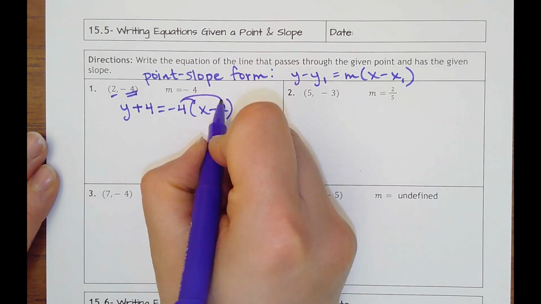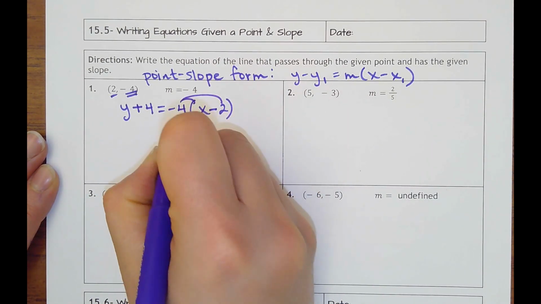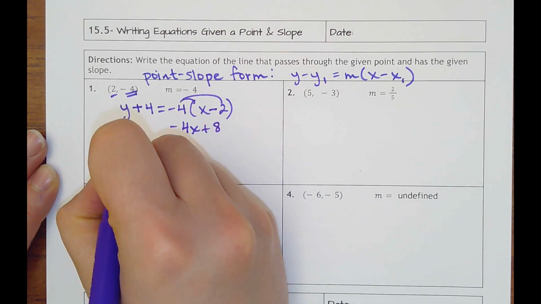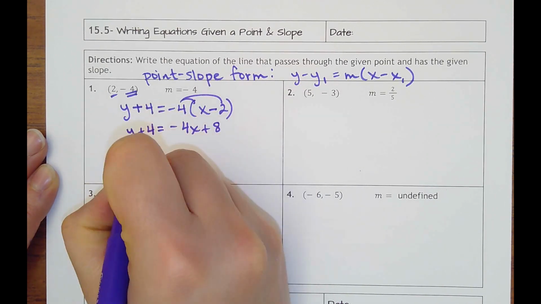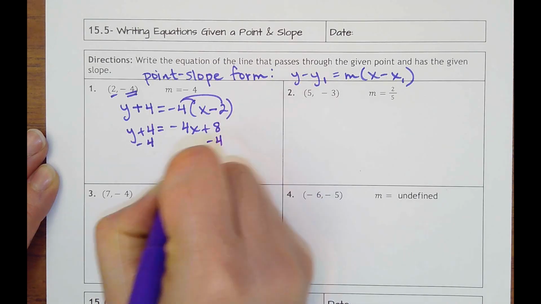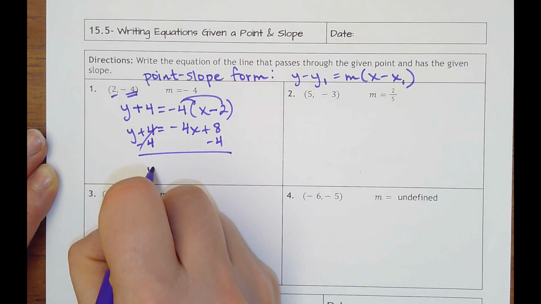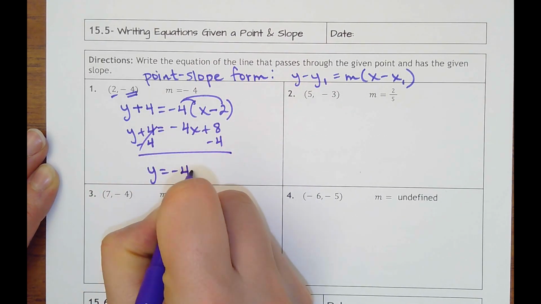So I would have to distribute the -4. -4 times -2 is 8. Bring everything down and then just subtract the 4 from its like term over here, which is the 8. So I get y equals -4x plus 4.